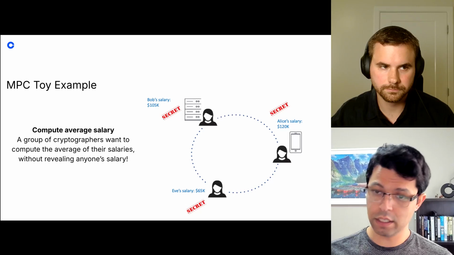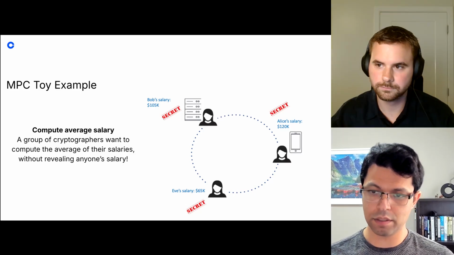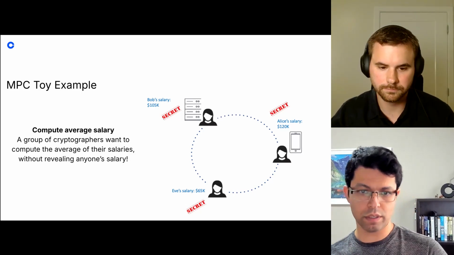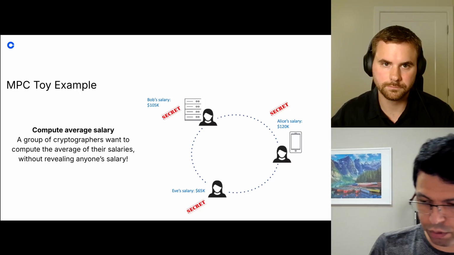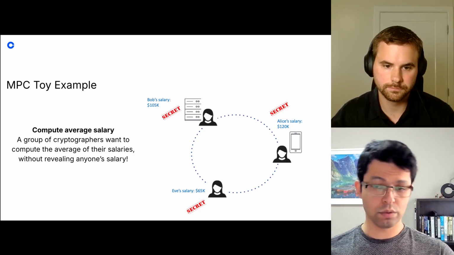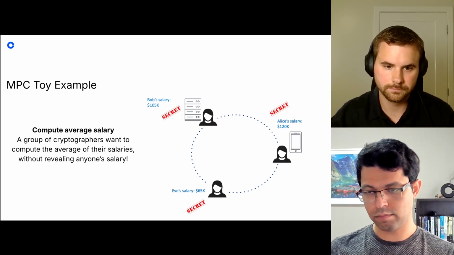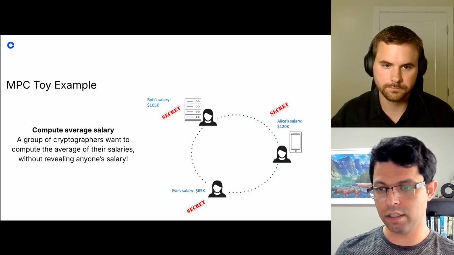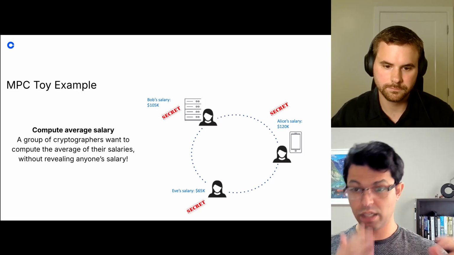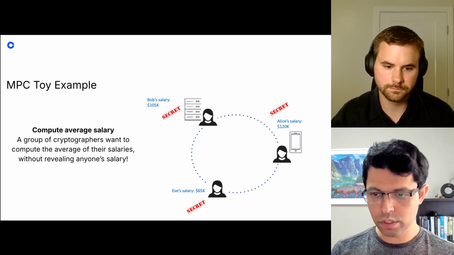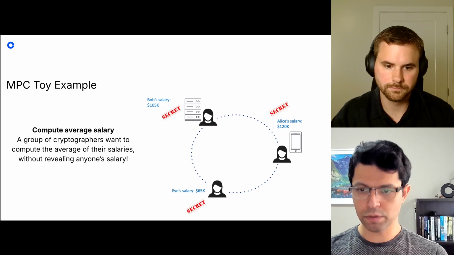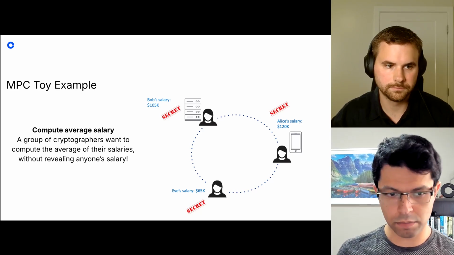Of course, each of their salaries is private. They don't want to leak anything about their salaries, right? So that's why we want to have this protocol. They don't trust each other, of course. Their salary is their private information, and they don't trust anyone else. So they need to do some sort of computation, run a protocol among themselves to be able to achieve this.